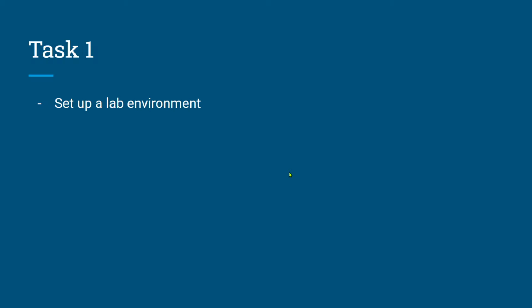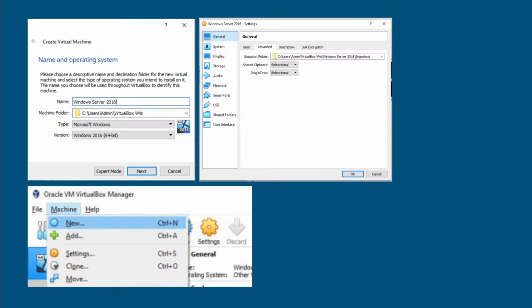So for task 1, set up a lab environment. We use Oracle VirtualBox, wherein it can run multiple machines using a host, and I learned how to set up an unloaded OS machine, wherein you will have to create and configure the specs of the machine that you will make. Drag and drop and shared clipboard can be used to share files between the machine and the host. So that's all for task 1.